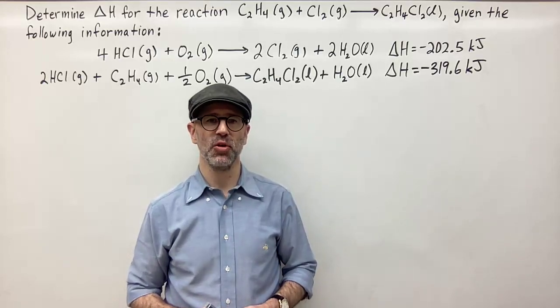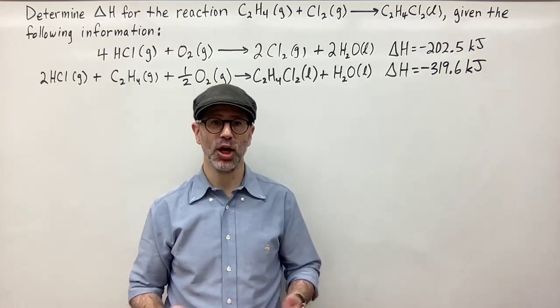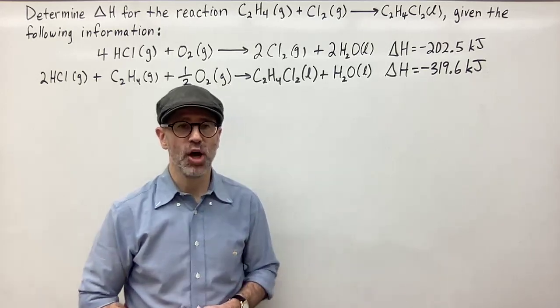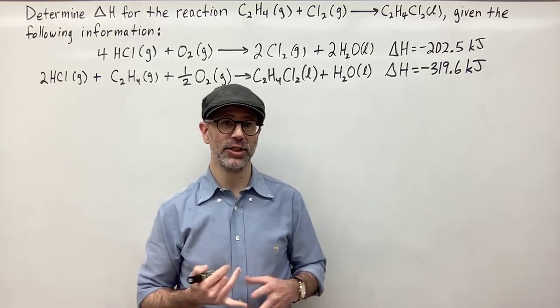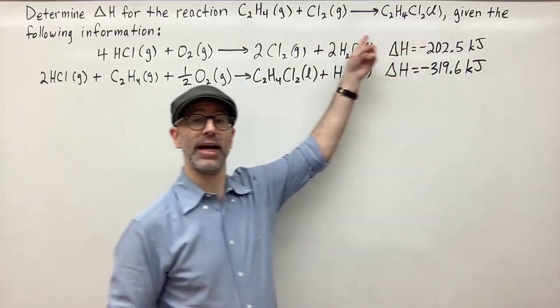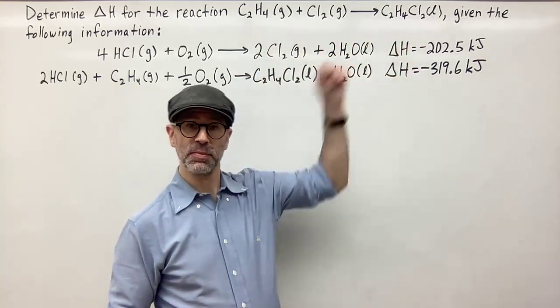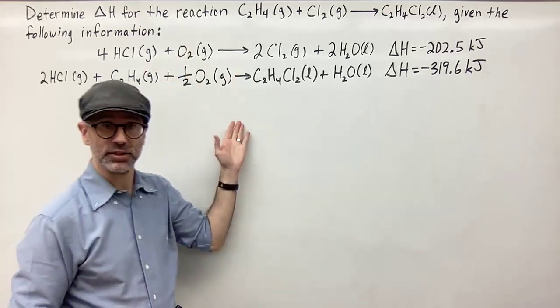My name is Mr. Koval, and in this video I'm going to be going over Hess's law using this example. So here we have a problem. We're asked to determine the delta H for the reaction, and this is our target reaction that they're giving us. So we need to find the delta H of that reaction. But they're giving us the following information, which is these two reactions.